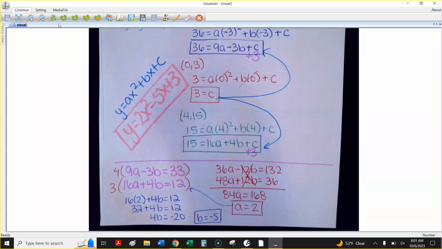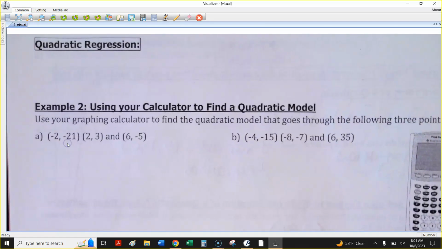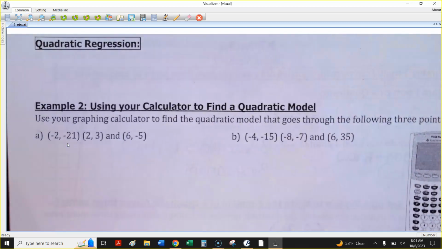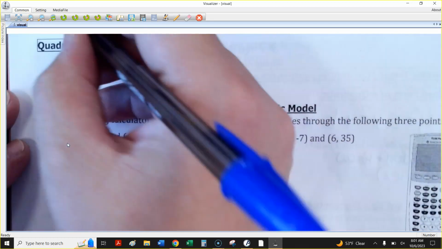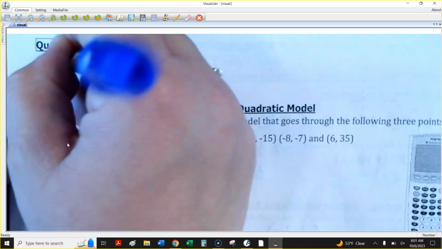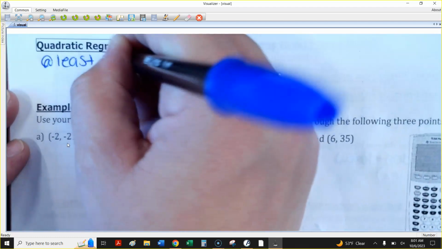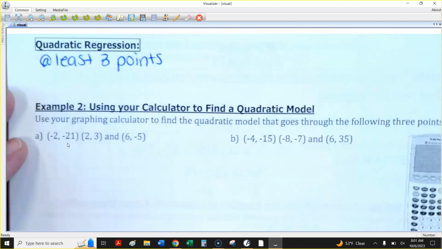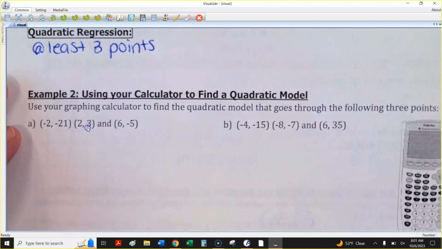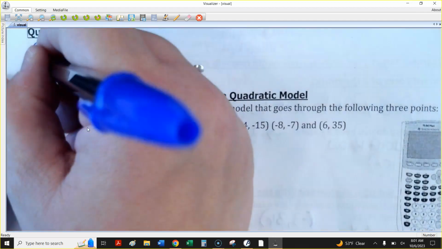Okay, I have to show you both. All right, now, to do this on the calculator, we're going to use what is called a quadratic regression. You have to have at least 3 points. You can do this for more. At least 3 points. It won't do it for 2. Even if you know one of them's the vertex, you have to do this on the calculator with at least 3 points.